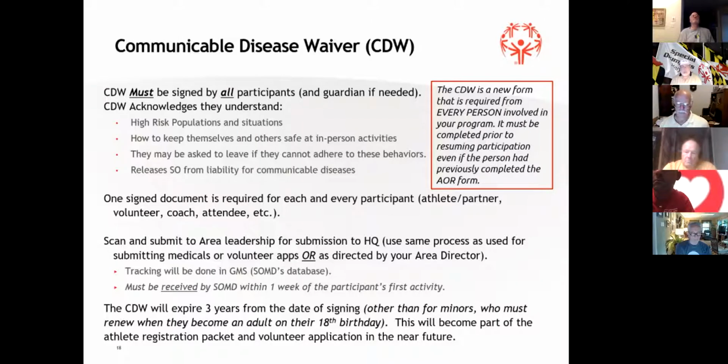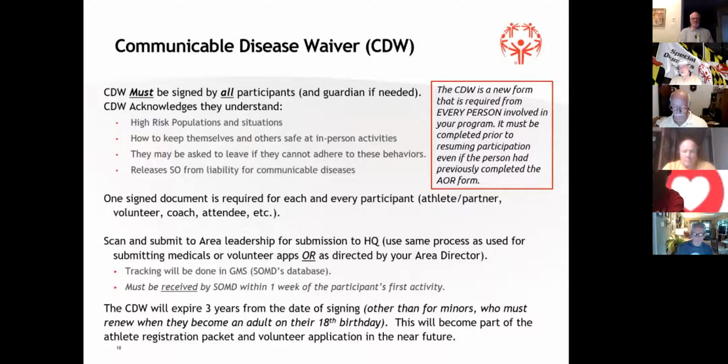Some of you had seen, I think, a former form that was called the AOR, or Acknowledgement of Risk form. This CDW has effectively replaced it. Even if they filled out that AOR, they must fill out a CDW. They don't need to fill it out for each sport. It's like your volunteer application or your medical or the protected behaviors. You do it once, it applies to everything. It does expire after 3 years. I mentioned before, we're tracking it in GMS.